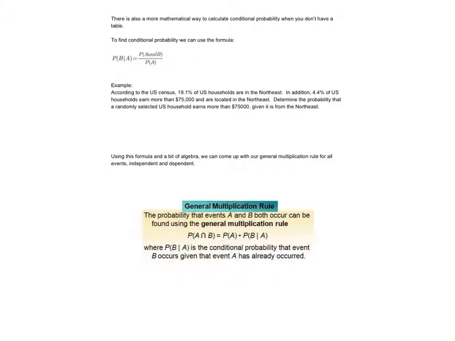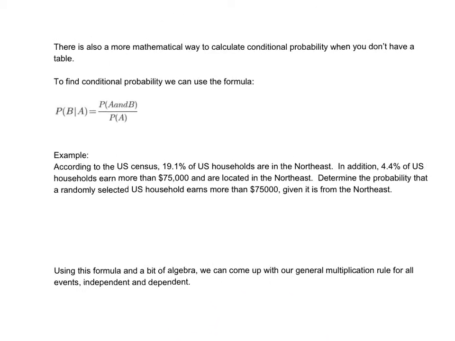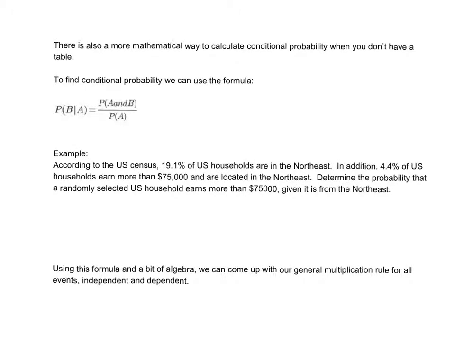Now let's talk about what to do if we don't have a table. There is a formula for conditional probability: the probability of B occurring given that A has already occurred is the probability of A and B divided by the probability of A. In our first example, according to the U.S. Census, 19.1% of U.S. households are in the Northeast. In addition, 4.4% of U.S. households earn more than $75,000 and are located in the Northeast. Determine the probability that a randomly selected U.S. household earns more than $75,000 given it is from the Northeast.